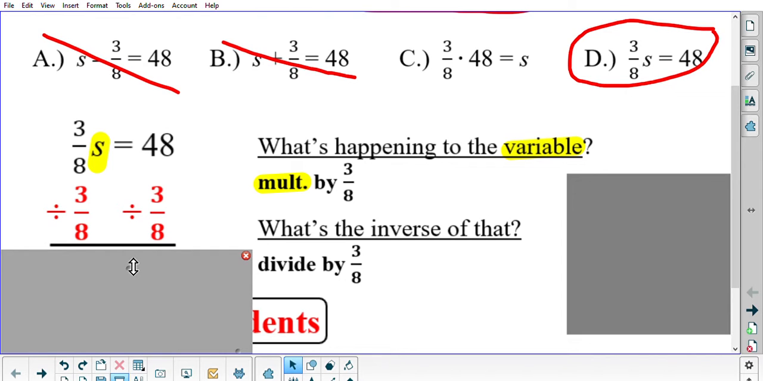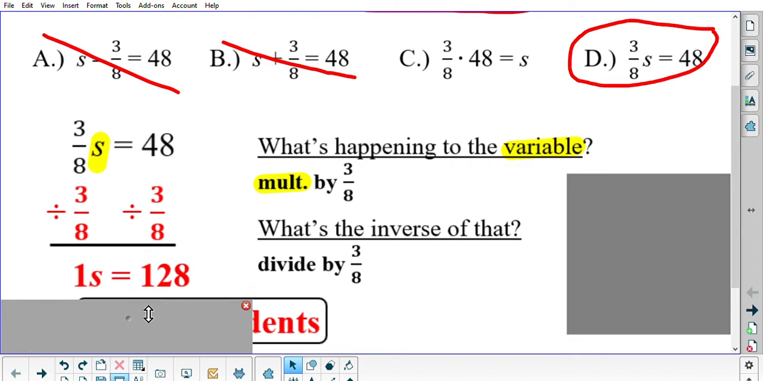Now, if you were not using a calculator, you would have to do this thing called multiplying by the reciprocal, which is how you learned how to divide fractions back in like 6th grade math. But since you're using a calculator, you can just keep it as dividing by 3/8. 48 divided by 3/8 is 128.